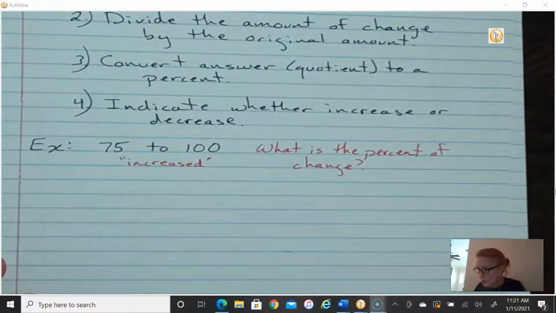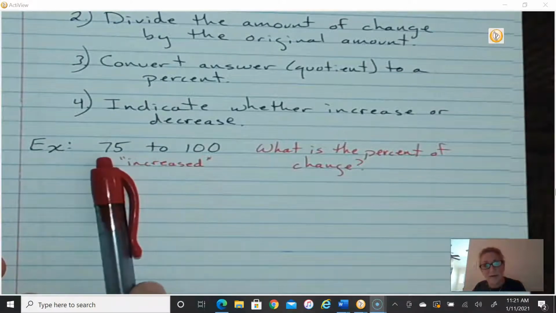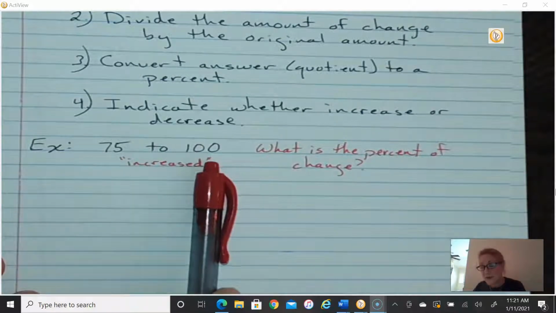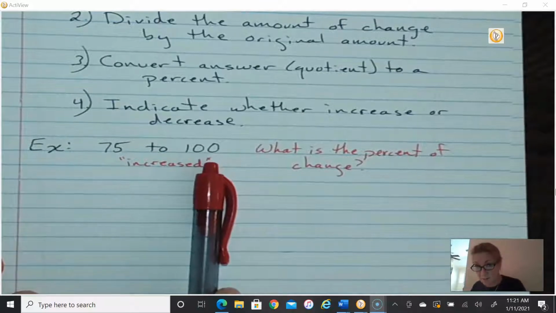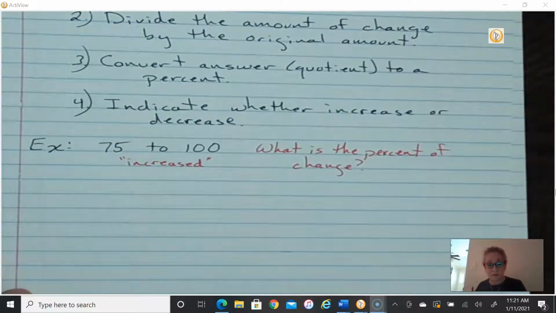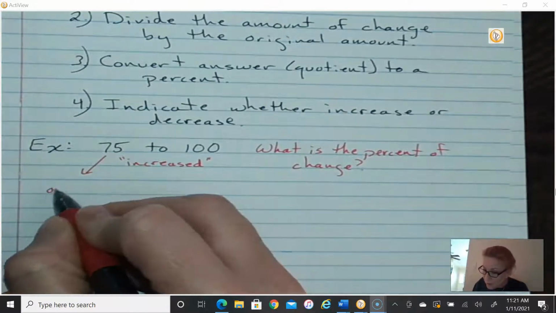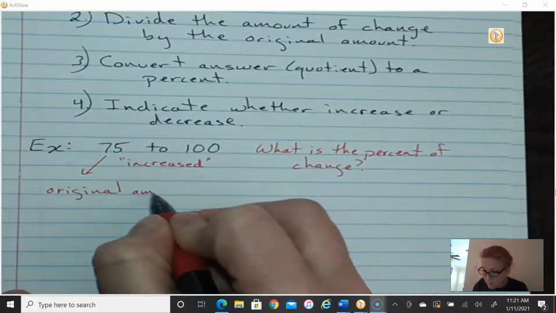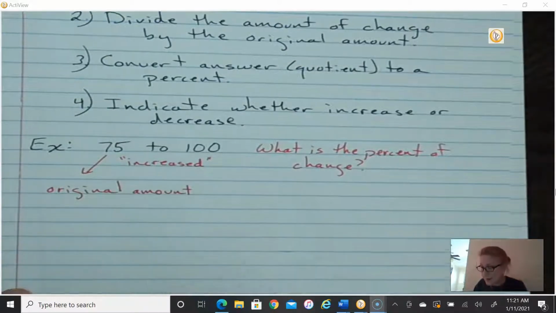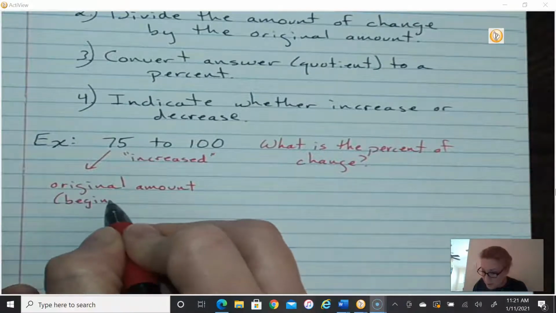Okay, first thing you need to remember, what is the original here? Is the 75 the original amount, or is 100? Keep in mind, it went from 75 to 100. So what would be your original? That's right. 75 would be your original amount. That's your beginning amount. You know, that's where you started off.